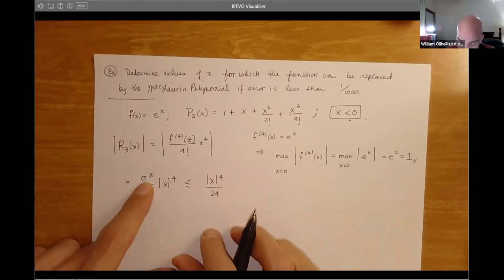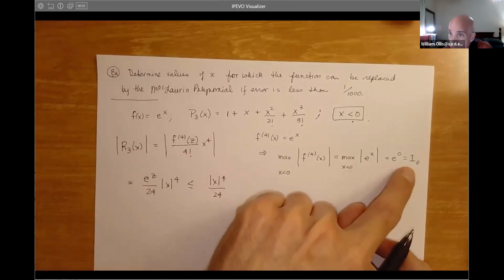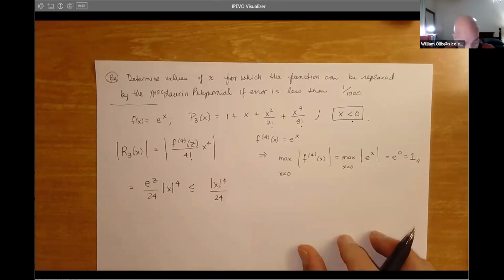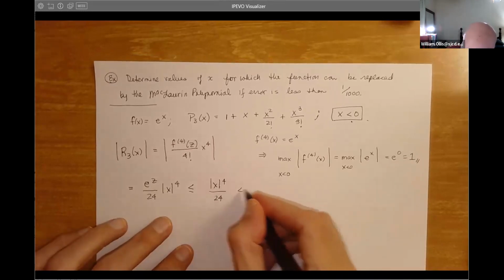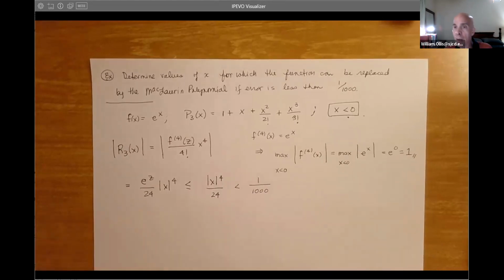Again, we replace the maximum of e to the z with 1. We're thinking, yay, how simple. And then we want this to be less than 1/1000. So this problem actually evolves a little more quickly because we have less numbers to worry about. In the previous problems, we had all these numbers running around.